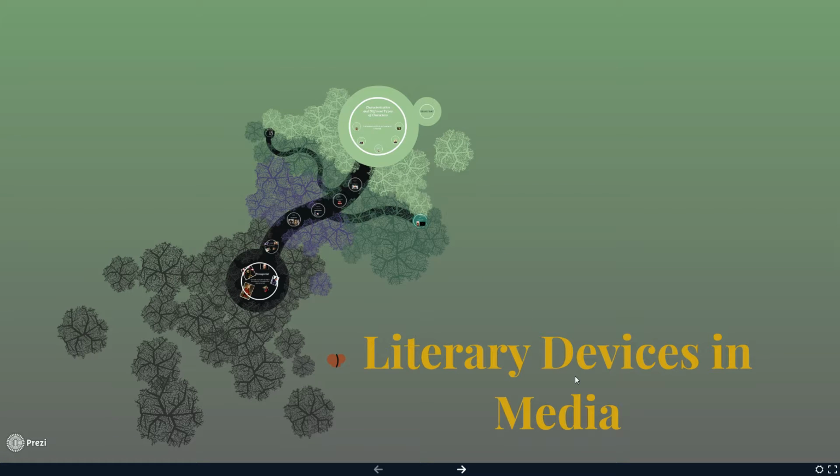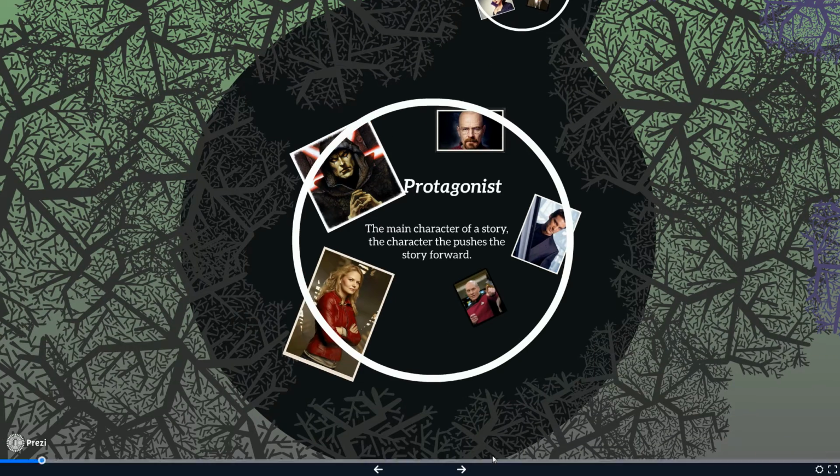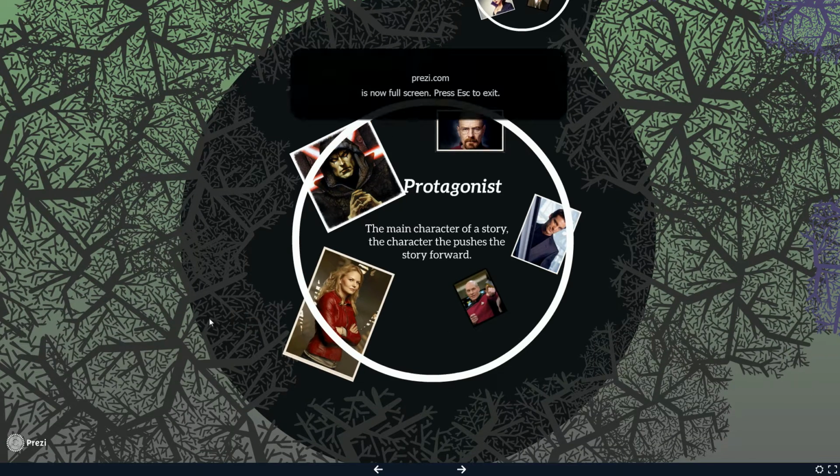Okay. Literary devices in media. So, I think that's supposed to be a butterfly. I'm not quite sure. And it's really laggy because free programs.